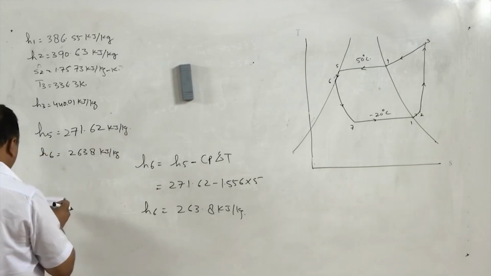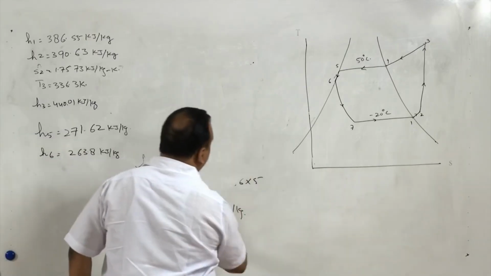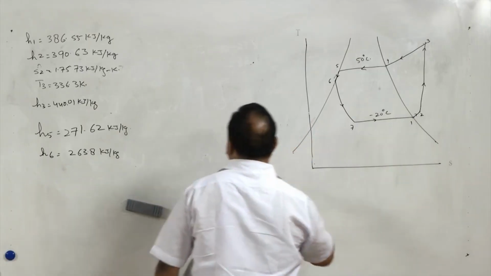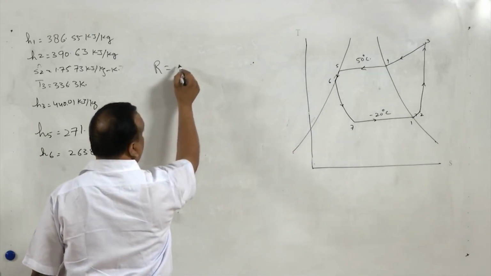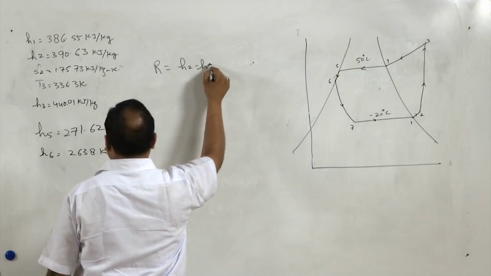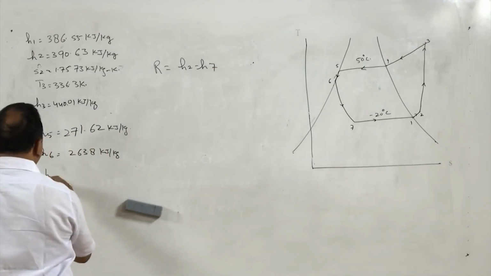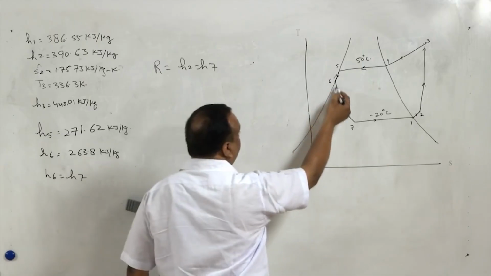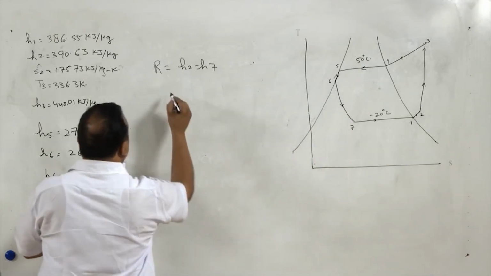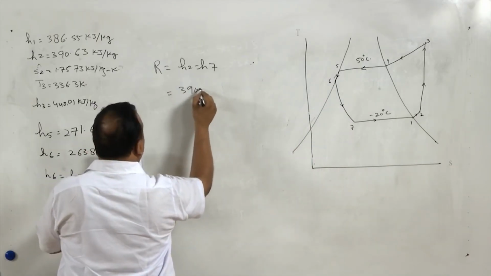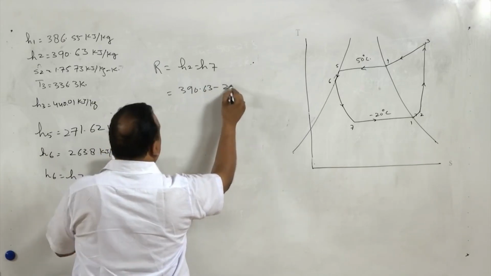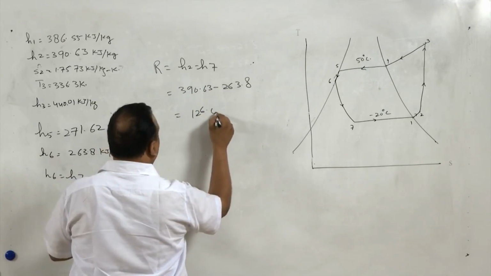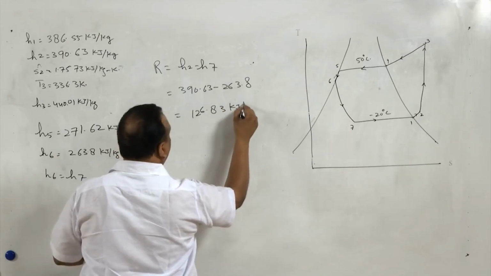Now we have to find the refrigerating effect, because superheating is taking place inside the evaporator. So the refrigerating effect will be H2 minus H7. H6 is equal to H7 because it is an isenthalpic expansion process, and that is equal to 390.63 minus 263.8, which is equal to 126.83 kilojoules per kg.